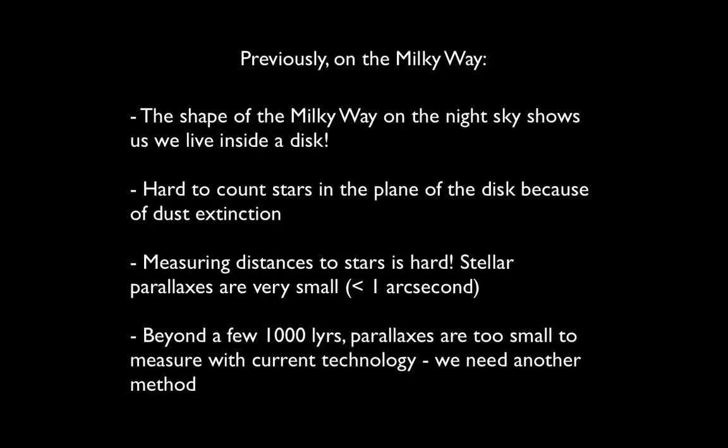So previously, as a summary of what we covered last time, we found out that the shape of the Milky Way on the night sky shows us that we live inside of a flattened collection of stars in a disk shape. We found that it's pretty hard to count stars or see stars in the plane of the disk because of dust extinction. There's a lot of dust in the disk of our galaxy, and that dust tends to absorb visible photons of light. And so things behind a dust cloud get fainter and also redder.